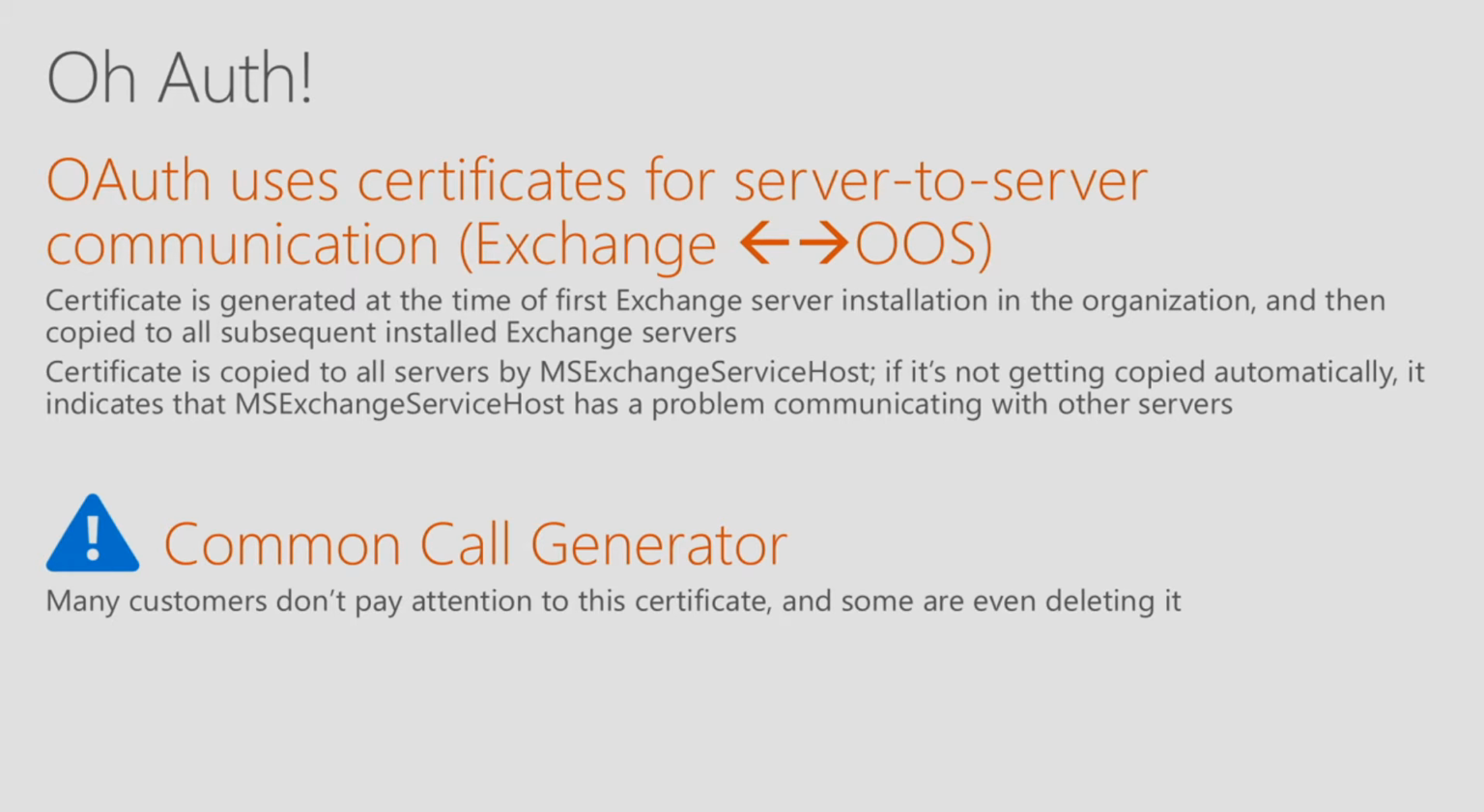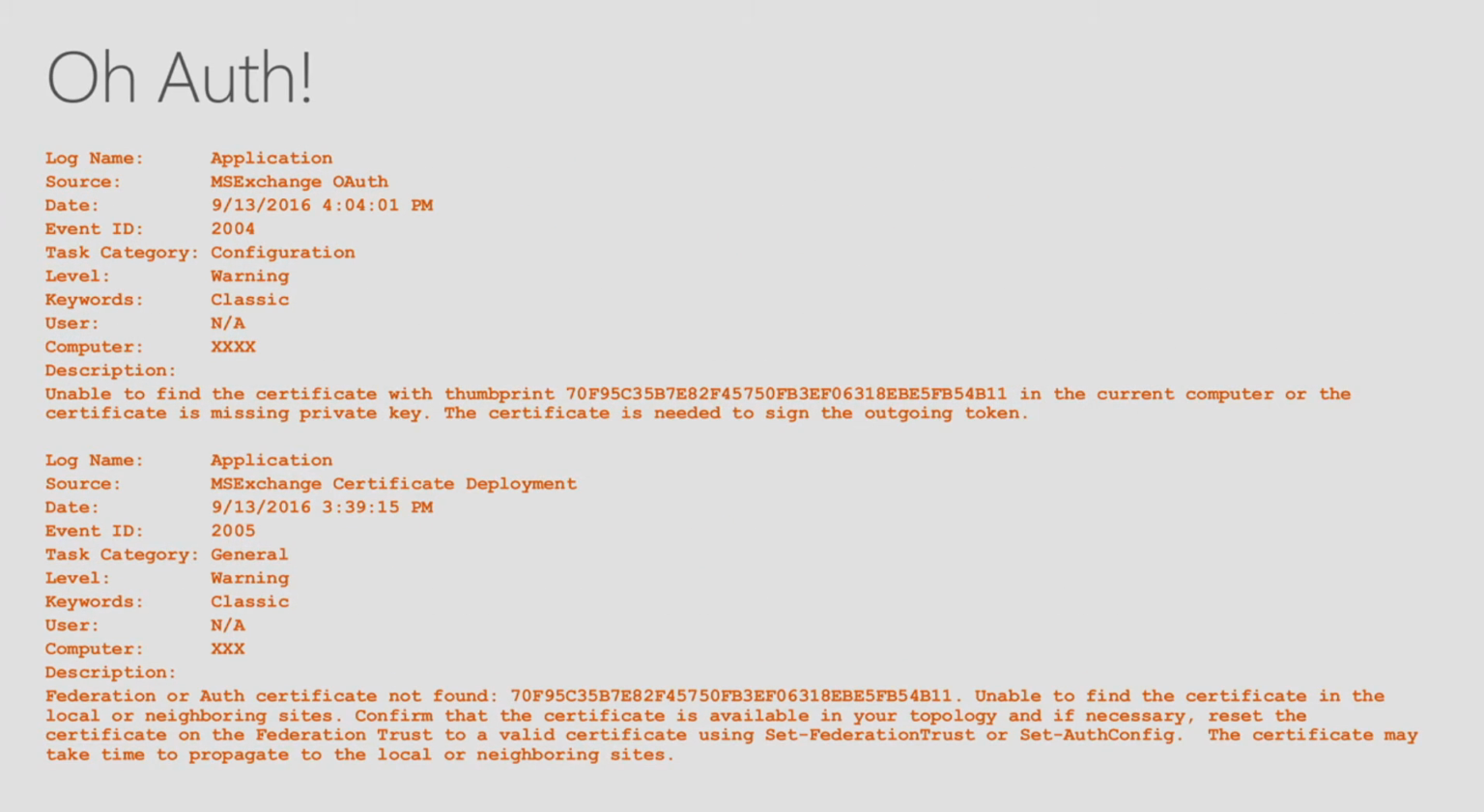When I say common call generator, I mean we are getting a ridiculous number of calls on people who have deleted or done something to their certificate or configured the server in such a way that the service host can no longer communicate with other Exchange servers. And evidence of that can be very easily seen in the event log. You'll see a couple events that will show up. 2004 and 2005 are the two warning events that tell you there's a certificate missing.